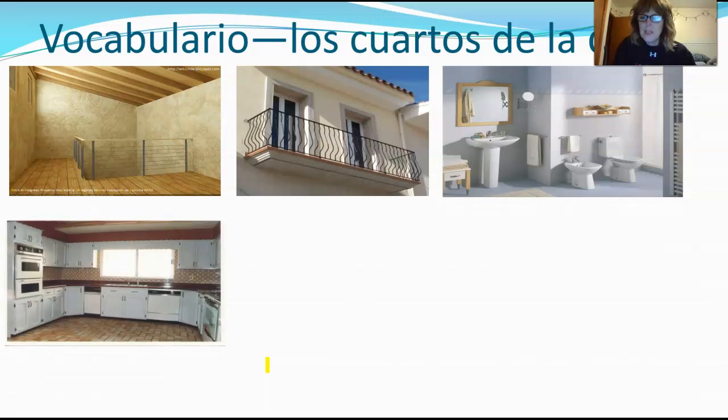Okay, next one. Esta es la cocina. Repitan la cocina. La cocina es donde yo cocino. Okay, the verb cocinar. If you look in the far right box, you're going to see the verb cocinar. It has to do with cooking. Makes sense, right? That it takes place in la cocina.